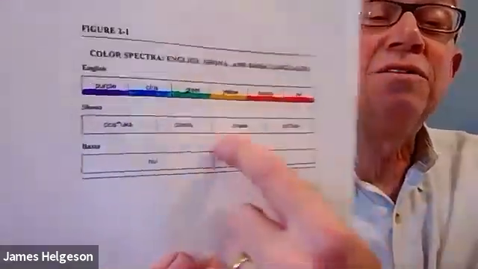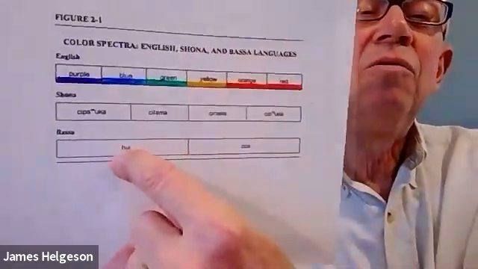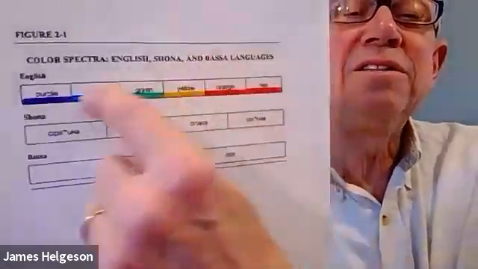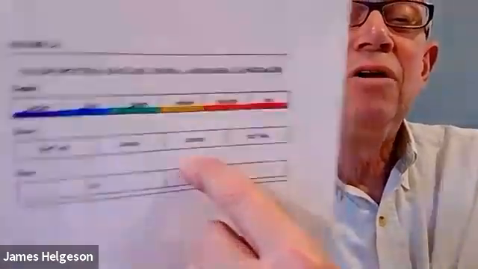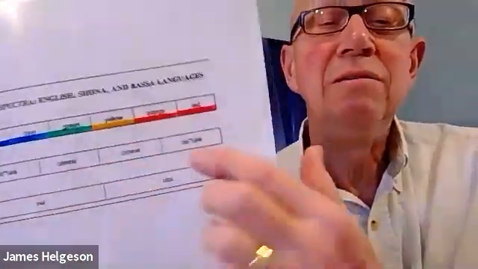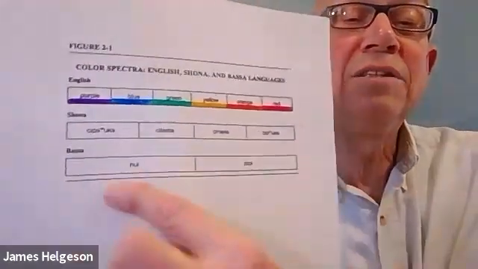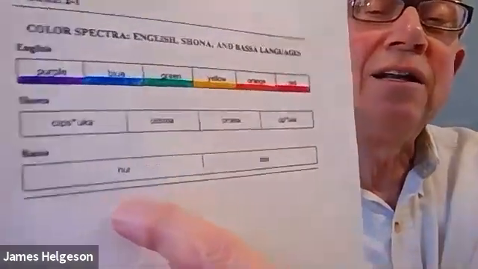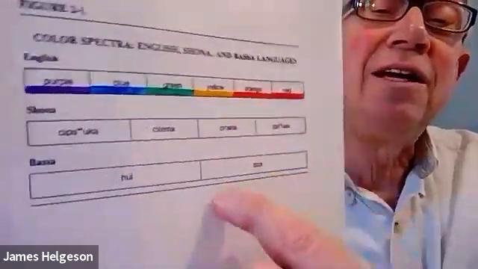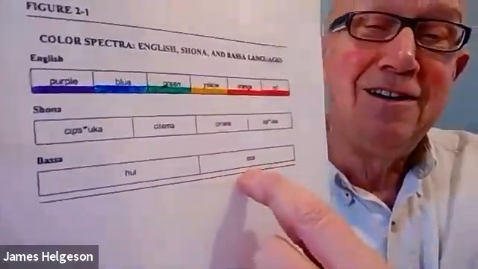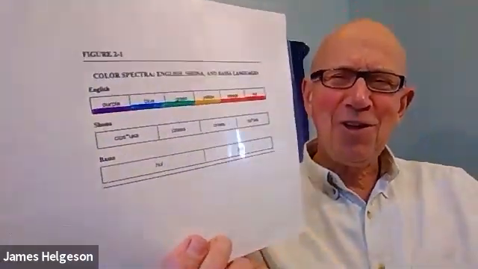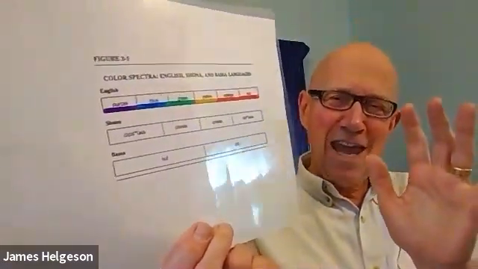All the cool colors are one word. They don't make a distinction between purple, blue, and green. Hui. Is that hui? How do you pronounce that? And then the hot colors, yellow, orange, and red, Ziza. Okay. So this is just language.